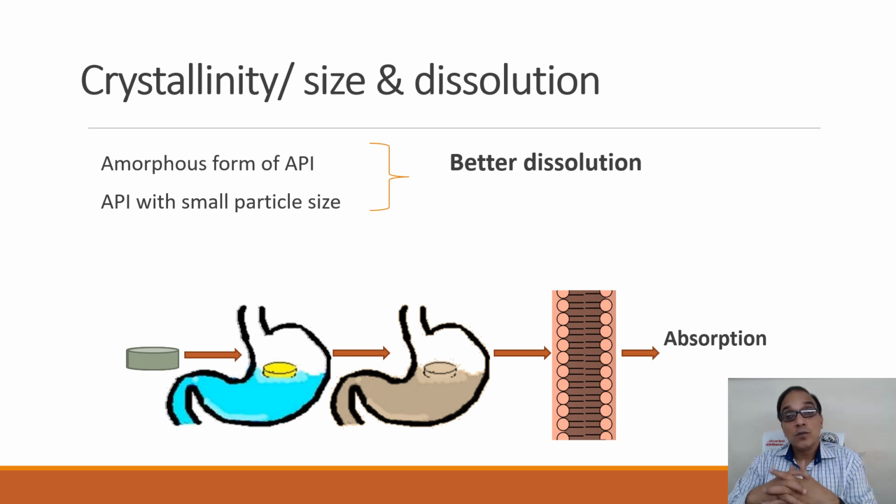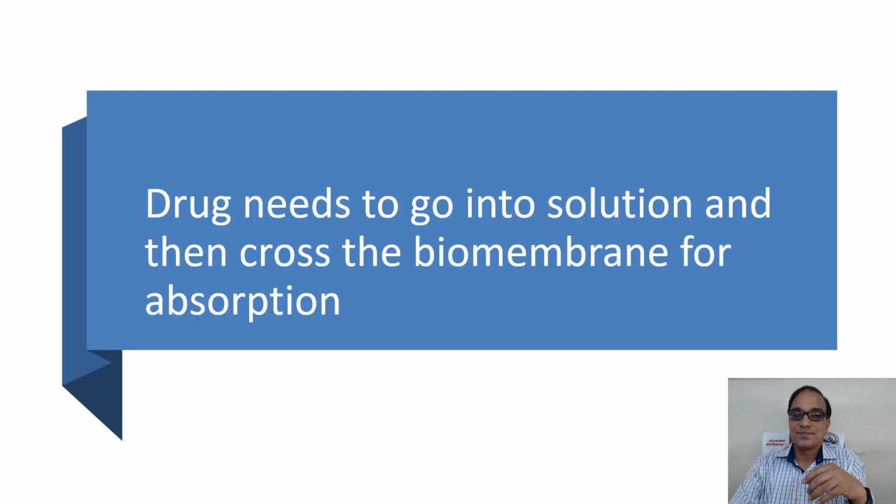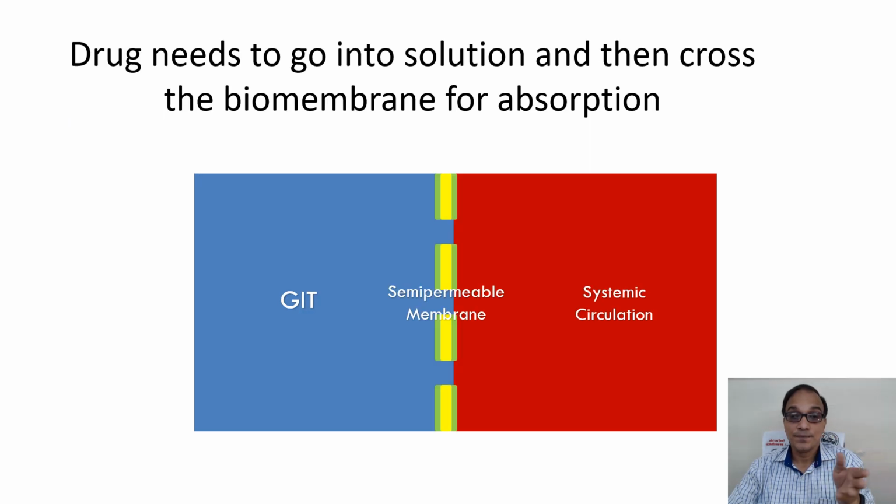So we will be talking more about dissolution, because dissolution is basically what is desired. The drug needs to go into solution and then cross the biomembrane for absorption. How? We will see. In this setup, there are basically two compartments, the GIT and the systemic circulation, and in between them a semi-permeable membrane is there. How is the drug going?